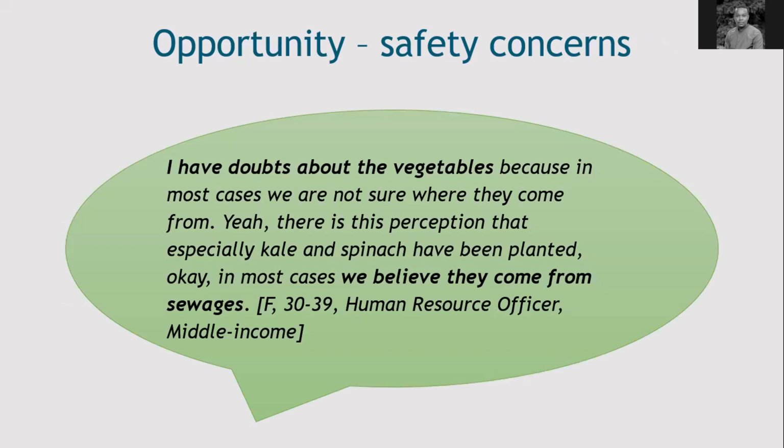Then the other concern, a barrier at the opportunity level, was safety concerns of healthy food, such as vegetables. For example, the human resource officer says, I have doubts about vegetables because in most cases we are not sure where they come from. There's this perception that especially kale and spinach have been planted in most cases, we believe they come from sewages. So these may have deterred people from taking healthy foods such as fruits and vegetables.